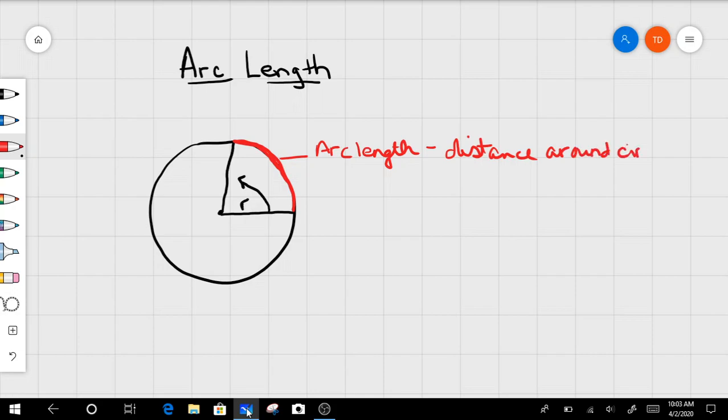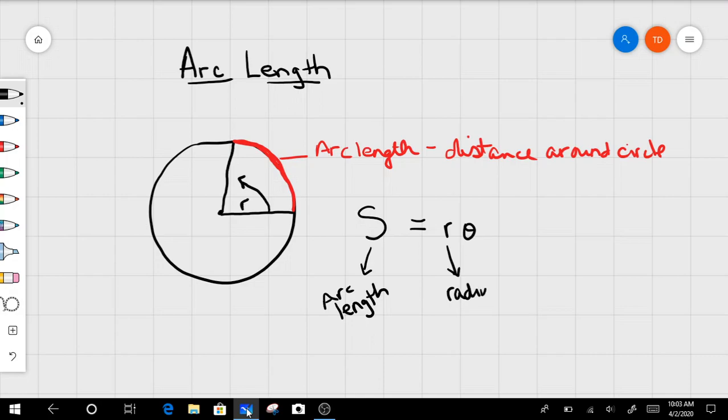Around circle. It's really easy. The formula is S equals R theta. Think of SRO, like your SRO at your school. S is your arc length. R is your radius. And of course, theta is your angle measure.